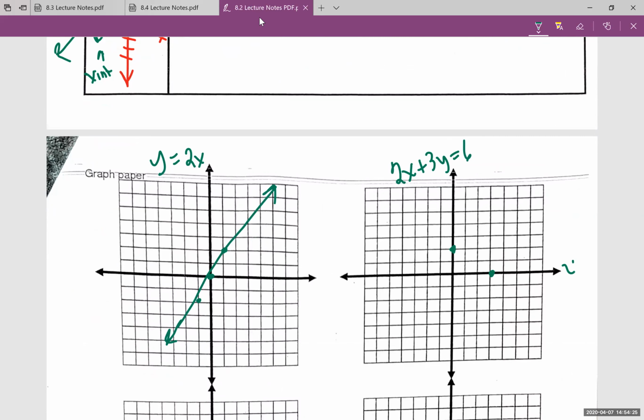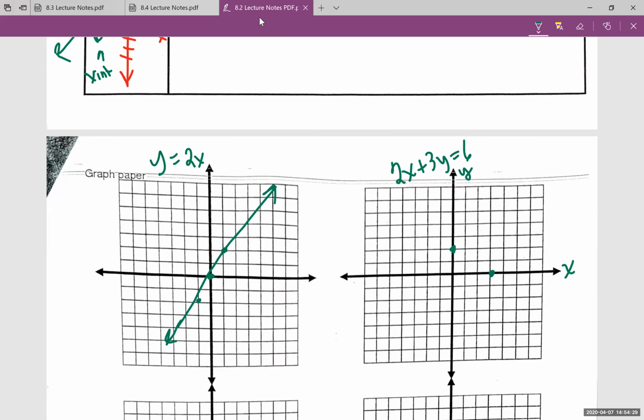Now, if I were to ask you, what is the x-intercept? You would say 3, 0, and the y-intercept is 0, 2. Now again, trying to draw a straight line here. This is the equation of the line, 2x plus 3y equals 6. These 2 points we have found lie on that line.